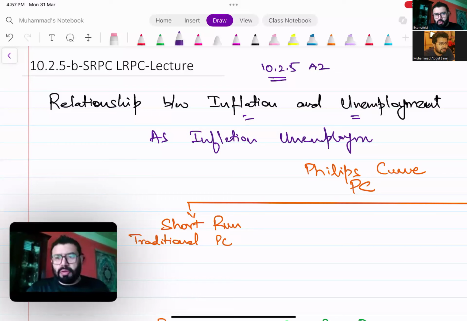So if governments try to reduce inflation, for example, by using fiscal and monetary policy, by the way, you must be aware of monetary policy and fiscal policy. These are known as demand side policy. The other policy we have is the supply side policy, and we have covered it in AS macroeconomics. You may refer to the videos.